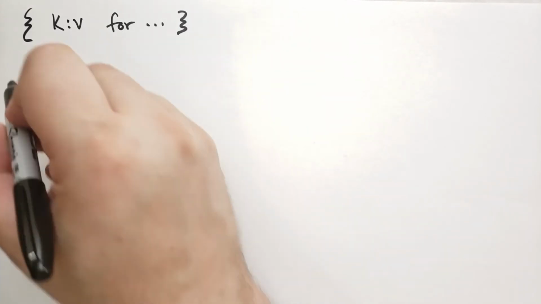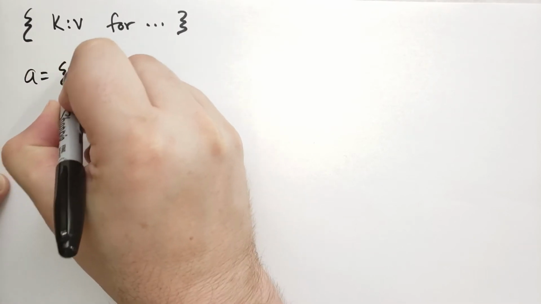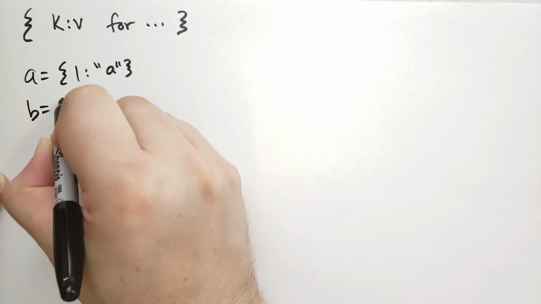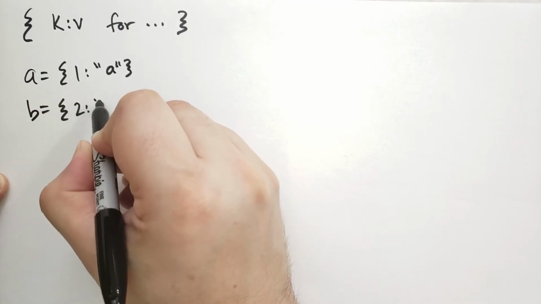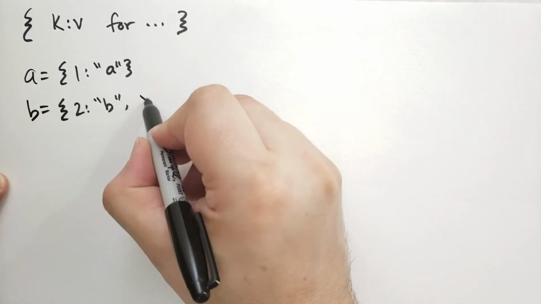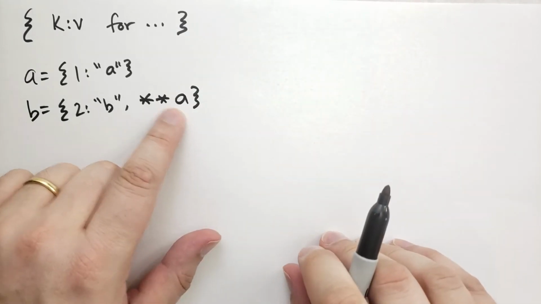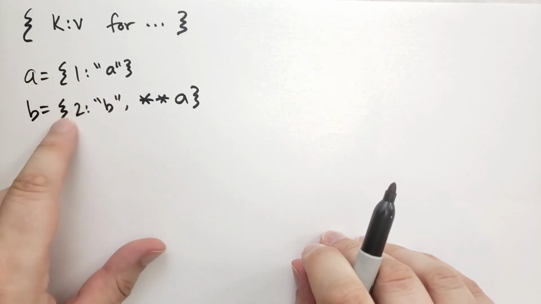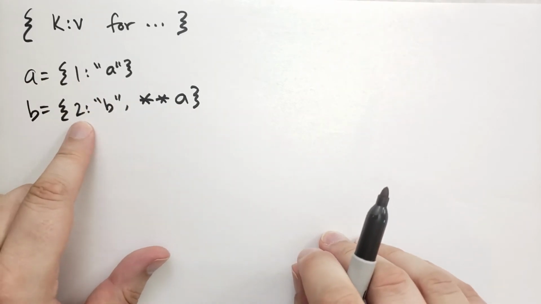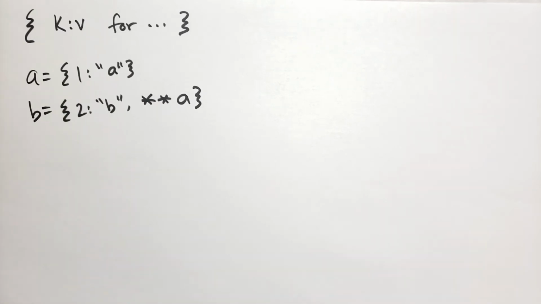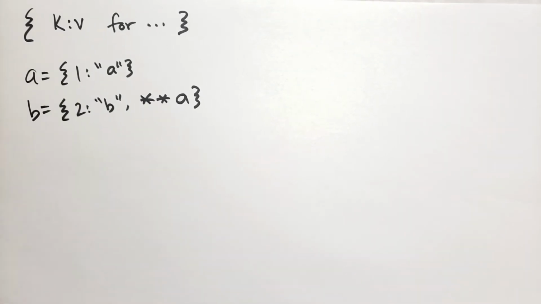In Python, you can also have double star expressions. So if we had a dictionary, let's say this is A, is 1 goes to A, and then we want to create another dictionary. This one will say 2 goes to B, and then we're going to do double asterisk A. And what this does is it includes the keys and values from this dictionary in this dictionary. And so B will have 2 going to B and 1 going to A. You can have as many of these as you want in any order, and you can even put key value pairs in between or after them if you like.